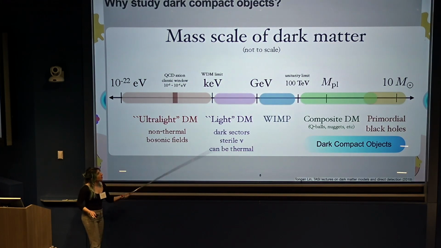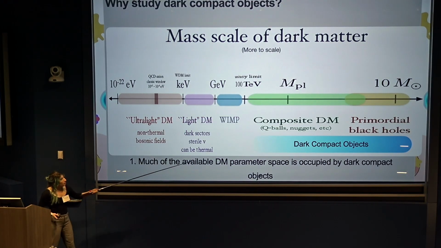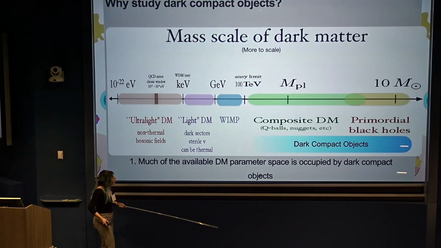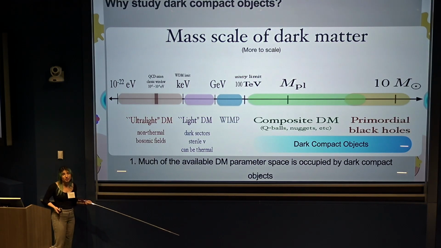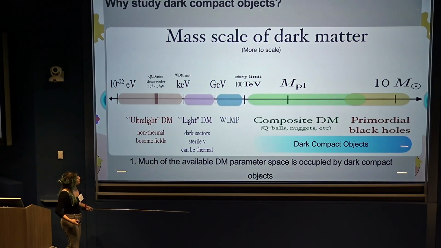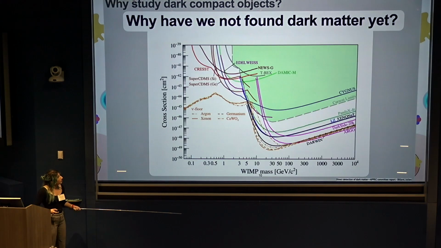Now, we've all seen this plot in multiple talks. In reality, the amount of parameter space taken up by dark compact objects is a lot bigger than usually depicted. Almost more than half, depending on where you put the cutoff, of dark matter parameter space would have to be occupied by things that are quite heavy and probably made of many particles coming together in some way. So this is one reason that these might be worth our attention.